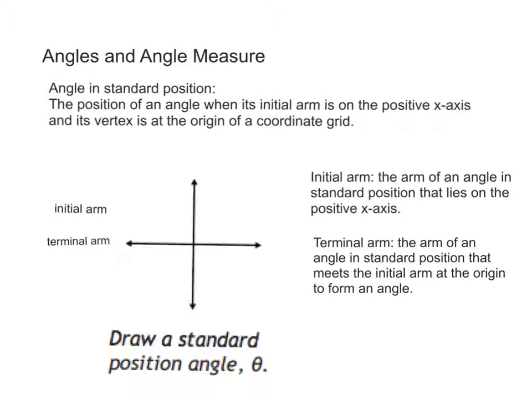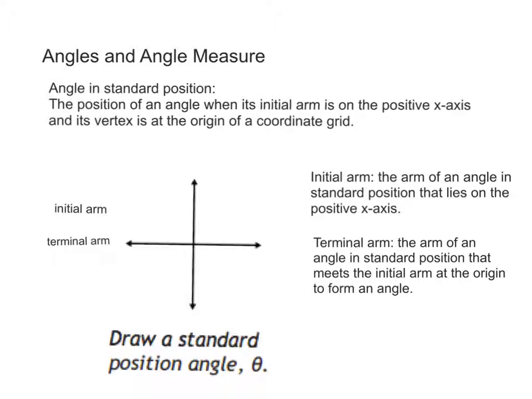When we talk about angles and angle measure, we're talking usually about angles in standard position. An angle in standard position is an angle that's drawn on a coordinate system, like an x and y axis. It's the position of an angle when its initial arm is on the positive x-axis and its vertex is at the origin of a coordinate grid. You know what the origin is, right? 0, 0. That's where the vertex of the angle is going to be. The point where the two arms come together is going to be right at the origin.